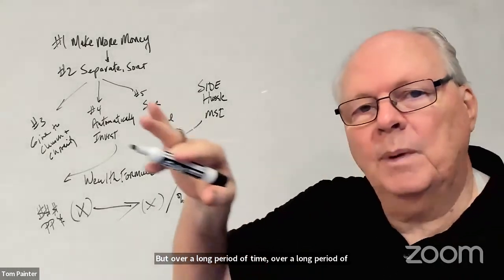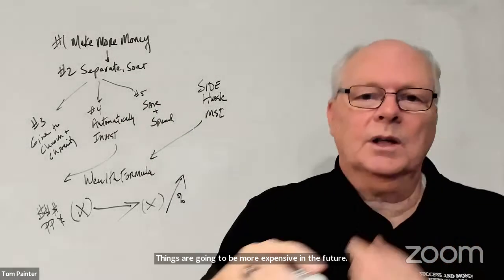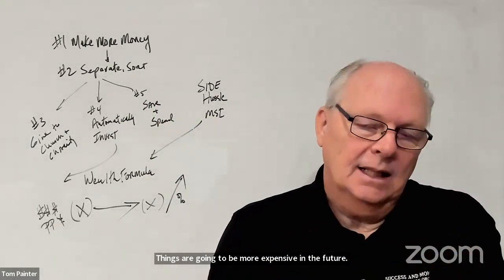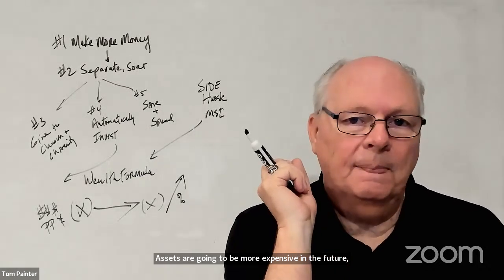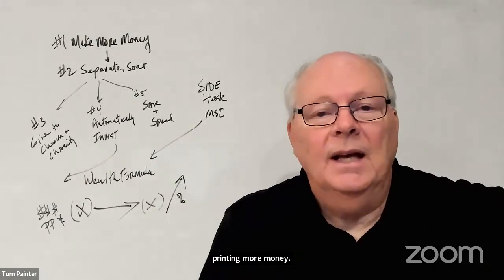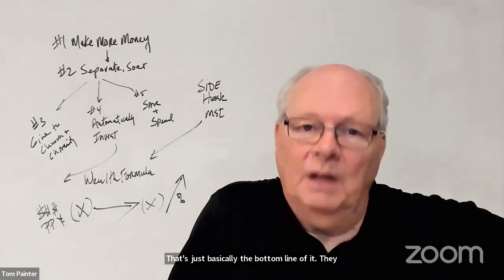Things are going to be more expensive in the future. Assets are going to be more expensive in the future because the central governments of the world are printing more money. That's just basically the bottom line of it. They can't pay their bills. So what do they do? They print more money.